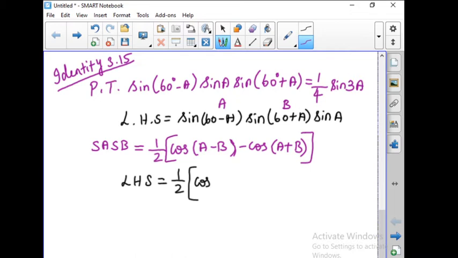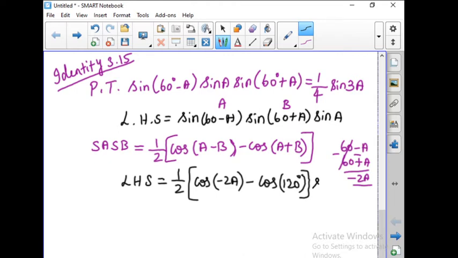A minus B அப்படின்னா 60 minus A, 60 plus A-ன்னு இருக்குது. ஸோ மைனஸ் கொடுத்தோன்னா இது மைனஸ் ஆகும். ஸோ இது கேன்சல் ஆகி you will get minus 2A. ஸோ cos(minus 2A) உனக்கு இந்த இடத்துல கிடைக்கும். Cos(minus 2A) minus cos(A plus B), A cancel ஆயிரும். 60 plus 60 it will become 120 degree. Okay, cos 120 into sin A அப்படின்னு உனக்கு ப்ராப்ளம் கிடைச்சிருக்கு. சரியா?